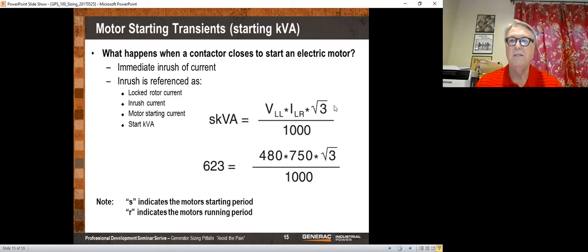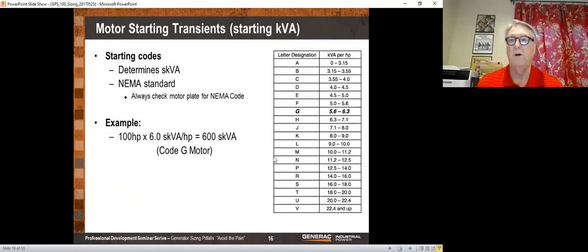Now, there is an easier way, because this is a little difficult to do in your head, right? Multiplying things by square root of 3 and 750, that's difficult. So this is an easier way to do it. And we simply look at the starting codes. Starting code gives you kVA per horsepower. So most starting codes on most motors are F or G.